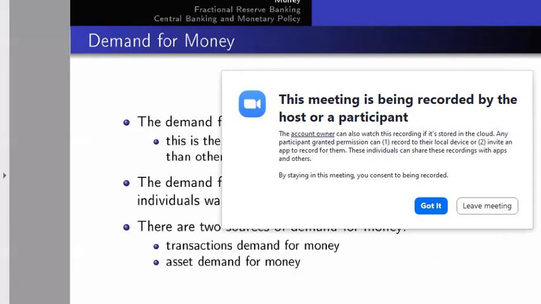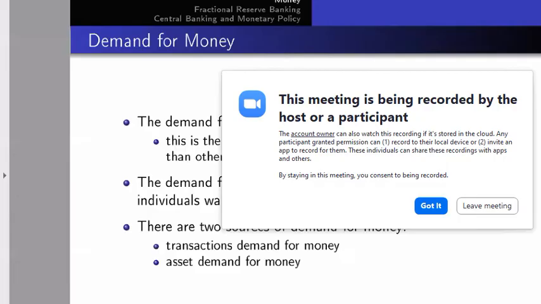real money balances. This is the demand for the most liquid form of money rather than other interest-bearing assets. You can hold money for two main reasons. There are two sources of the demand for money. You can hold money for transaction purposes. Some also refer to precautionary and add it.